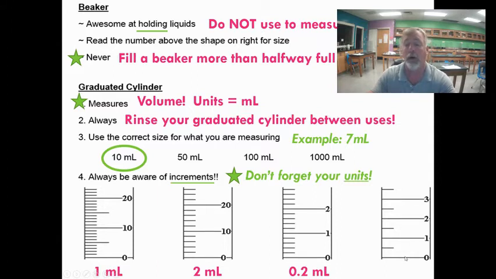And finally, our fourth one, what do we have? We have a 0, we have a 1. There's 2 tick marks between them. So we're going to divide that 1 milliliter by 2 tick marks, and we're going to get 0.5 milliliters per tick mark. It's very important that you understand what the increments are on the tool that you're using.